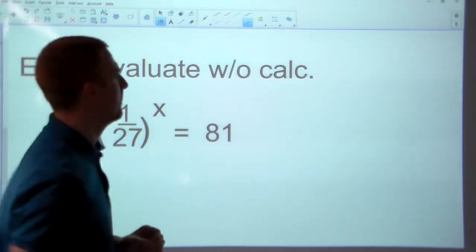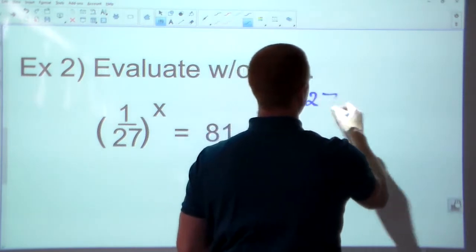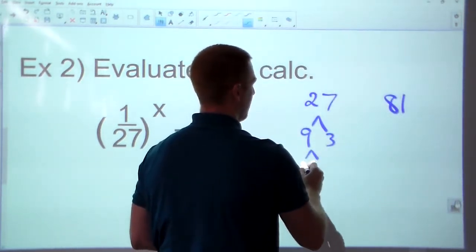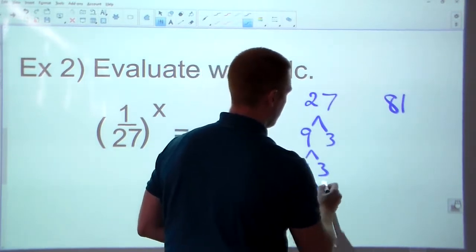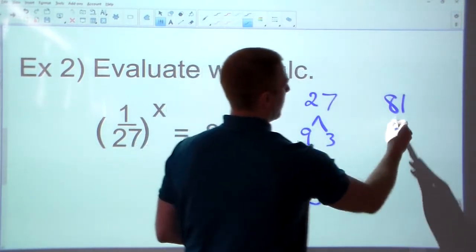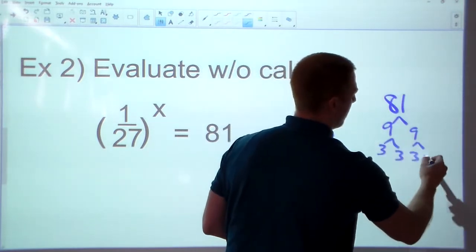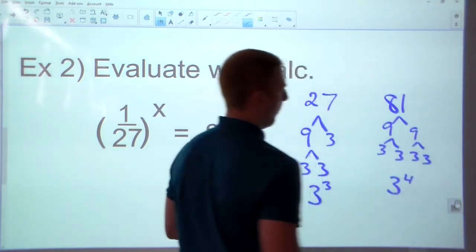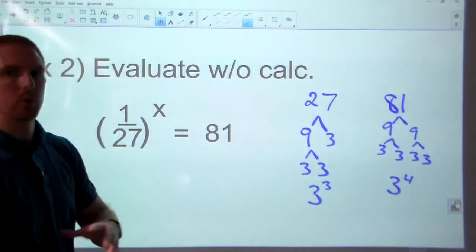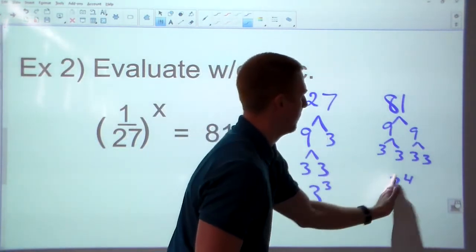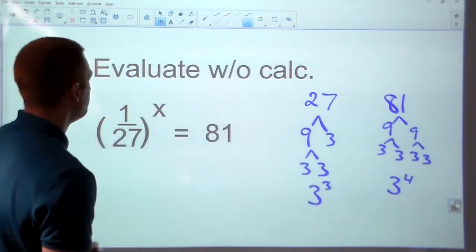that's okay. What you can do is take 27 and 81 and break them into prime factors. 27 is going to be 9 times 3, which is going to be 3 cubed ultimately. 81 would be 9 times 9, which would break into 4 threes. So 81 is 3 to the 4th. So hopefully, once you do that, it's pretty obvious to see that these are both base 3. 3 cubed is 27, 3 to the 4th is 81.